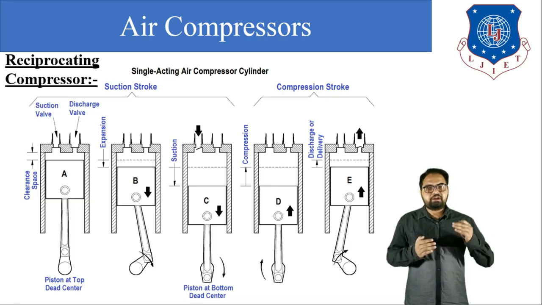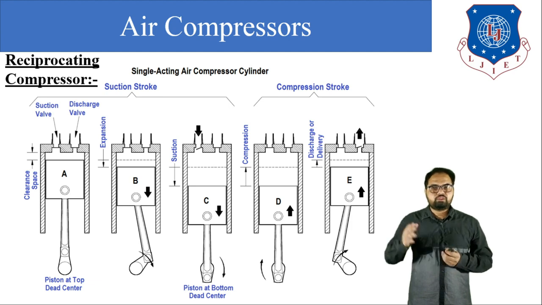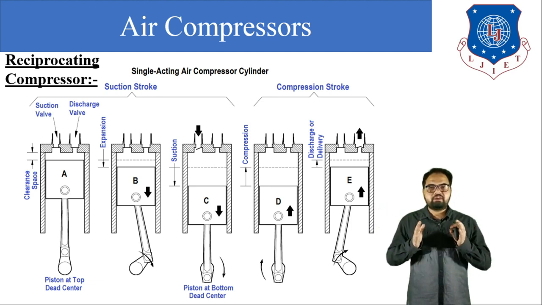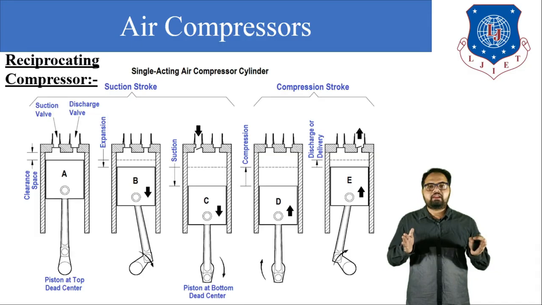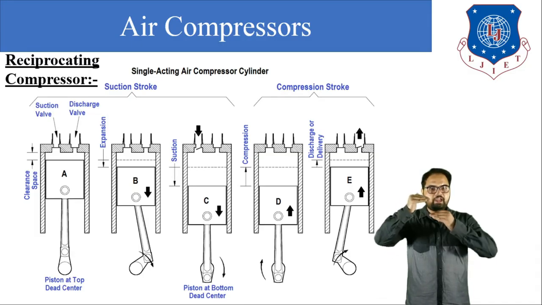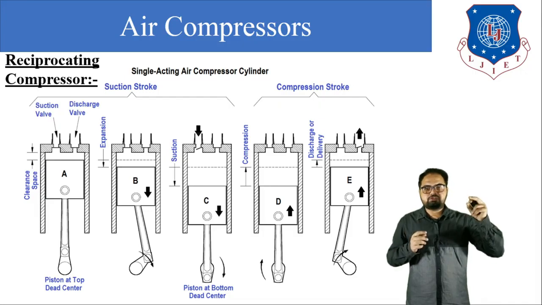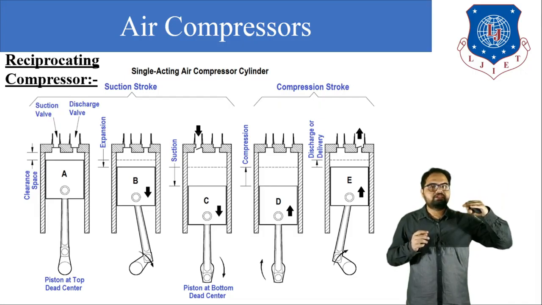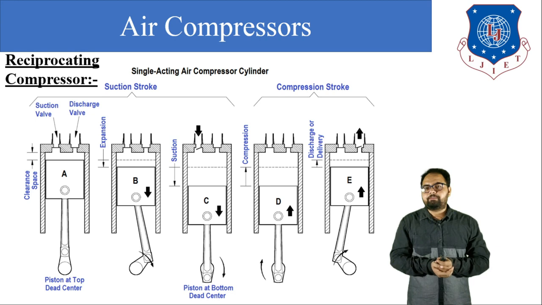Okay. After that, the piston travels from BDC to TDC. During this stroke, both the suction valve and the discharge valve remain closed, and the air is compressed between the cylinder head and the piston head. After achieving some amount of air pressure, the discharge valve opens and we can discharge that air to the cylinder or vessel where we need to store the compressed air. Okay, so this is the basic operation of reciprocating air compression.